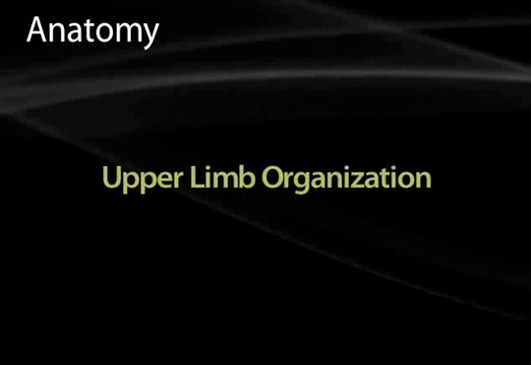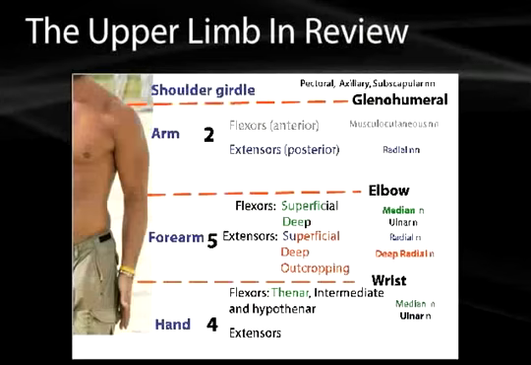Now we're going to move into the organization of the upper limb, similar to what we did with the lower limb. If you look at the upper limb, it can be divided down into segments with the glenohumeral joint, the elbow, and the wrist, dividing away the shoulder girdle, arm, forearm, and hand.